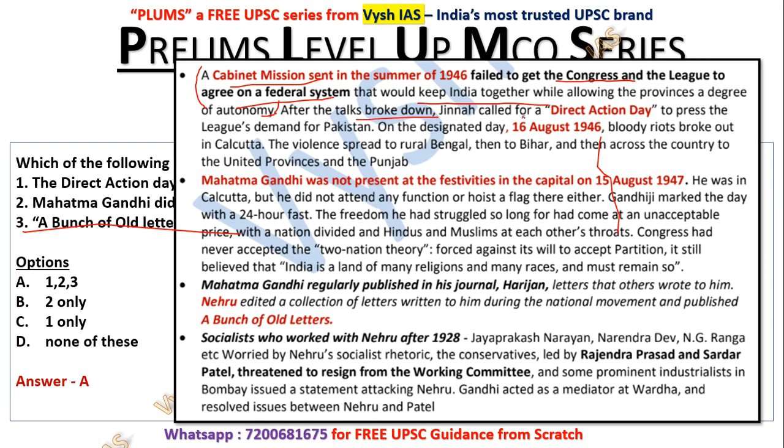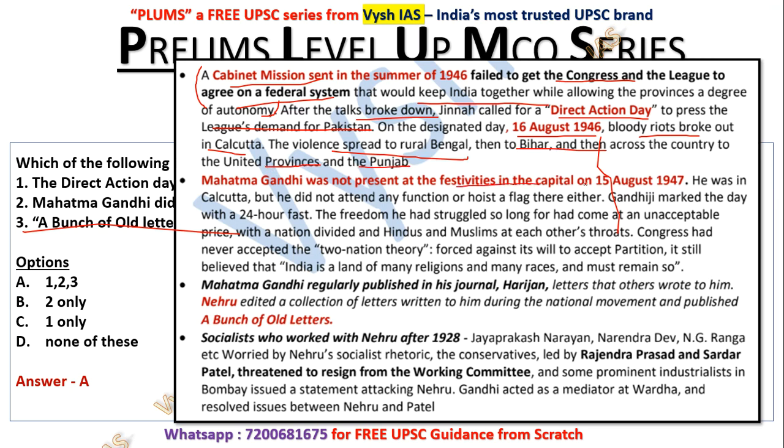After the talks broke down, Jinnah called for Direct Action Day to press the Muslim League's demand for Pakistan. On the designated day, 16th August 1946, bloody riots broke out in Calcutta. It's also called the Calcutta killings, where many people, Hindus and Muslims, killed each other. So Jinnah only started this. The violence spread to rural Bengal, then to Bihar, then across the country in United Province, that is UP of that time, and the Punjab.